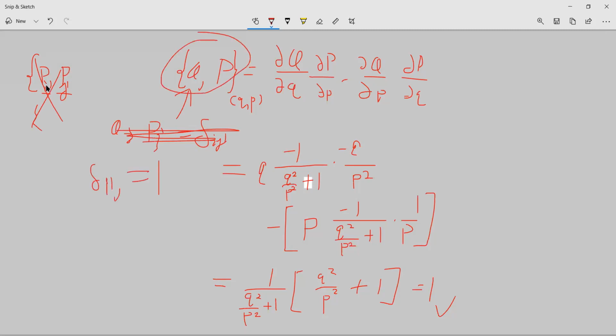Then we could just apply the formula given in the question, and do this partial differentiation, and then you can see that it would equal 1. So it should be a canonical transformation.